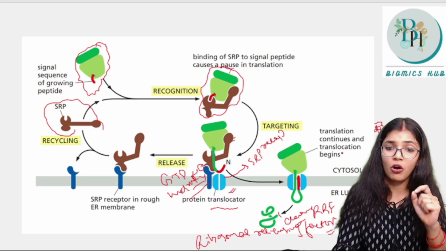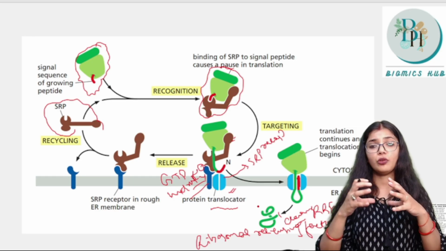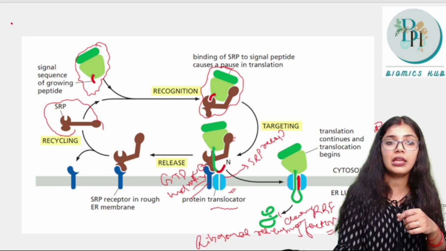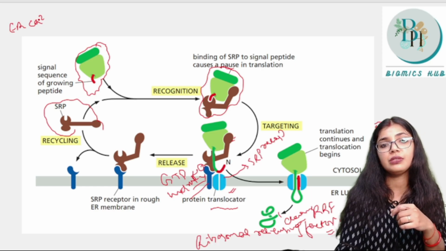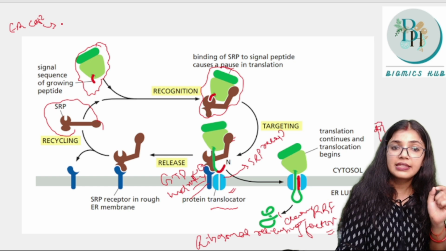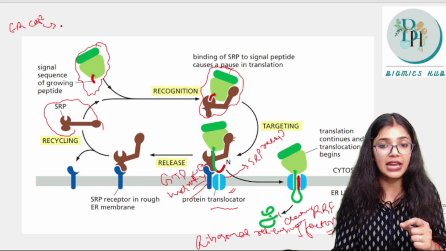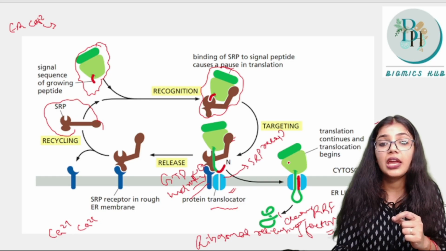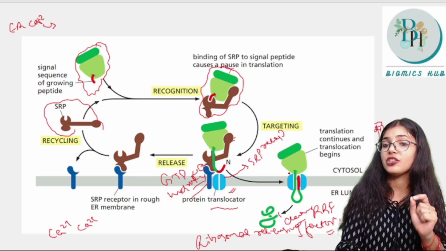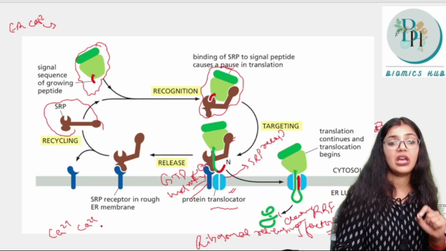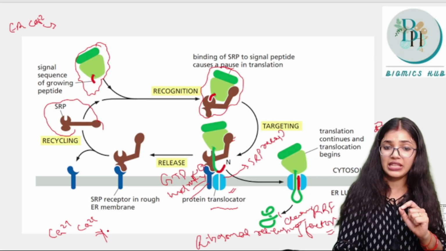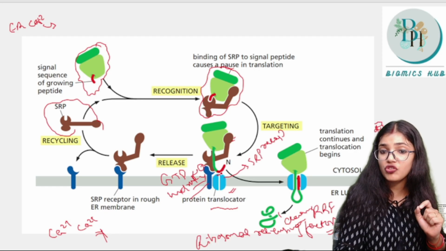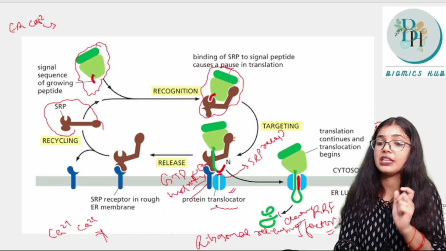This is being closed because in the endoplasmic reticulum there are calcium ions present, in high amounts. If this channel is opened, the calcium can be transported through it into the cytoplasm. So, to prevent the transfer of calcium into the cytoplasm, there is a blockage, and this protein translocator is closed.